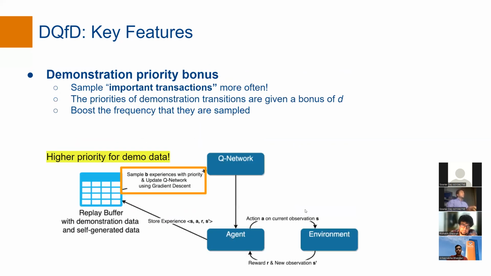The next thing is the demonstration priority bonus. We like to give more priority to demonstration data simply because that is the data that is adjudged to be correct. During the sampling process, during the training of the Q network, we have different constants that are added to the priorities of the agent and demonstration transitions. This controls the relative sampling of the demo versus agent data and effectively boosts the frequency that the demonstration data is sampled over the self-generated data. This is because we consider demonstration data to be correct as compared to the self-generated data, which might have some error associated with it.